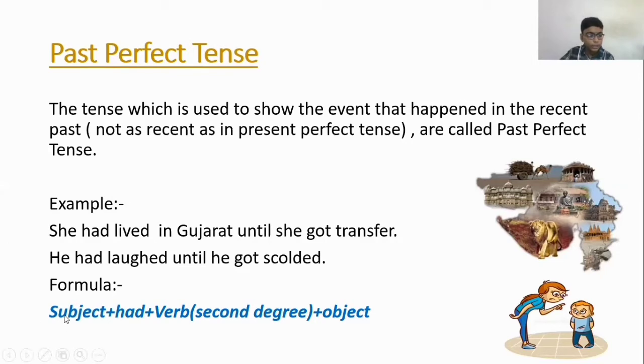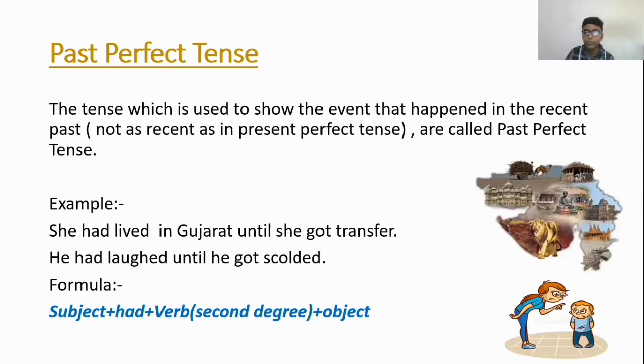Now look at my cursor. Subject: he and she. Had: here, as you can see, we have used it. Verb, second degree: lived, the second degree is lived, we have used. Laugh, the second degree is laughed, we have used. And the object. Here also you have to use some more helping words like until, unless. And the object is Gujarat or scolding. Now, I hope this one is clear.